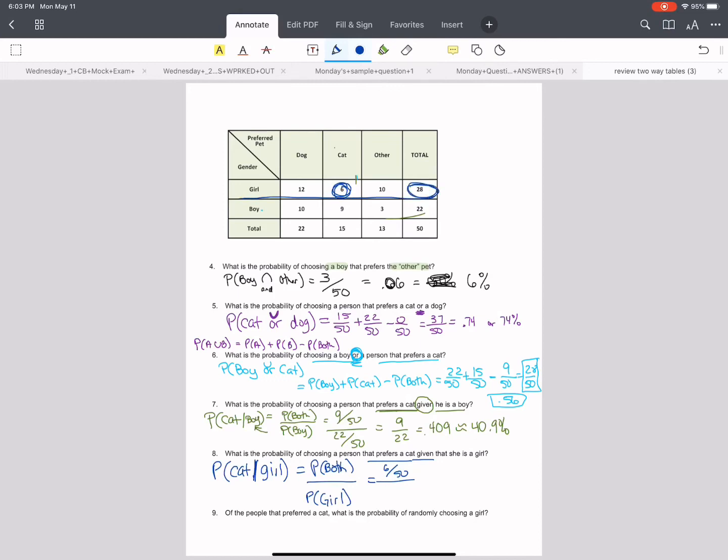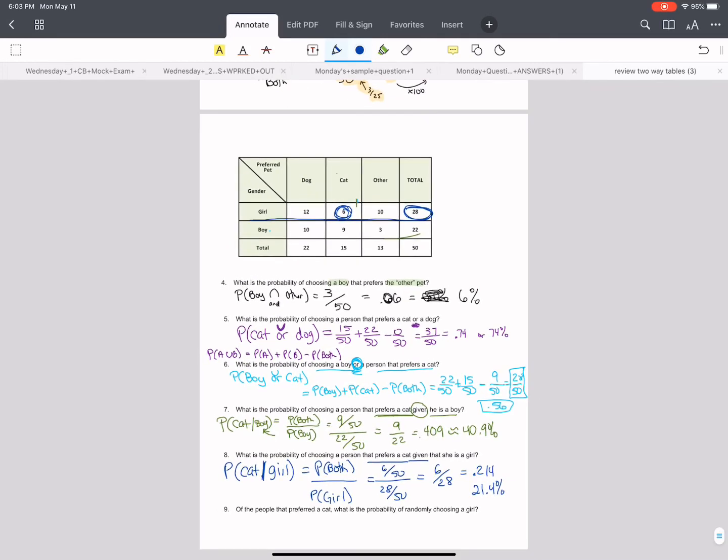This is just girl. 28 over 50. In the end, the 50s cancel, you really just get 6 over 28. Okay? So 6 divided by 28 is 0.214. So that's about 21.4%.